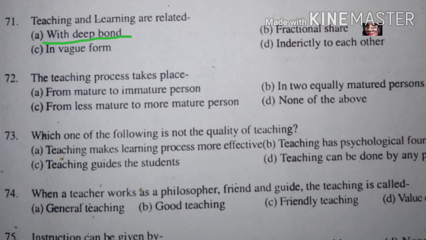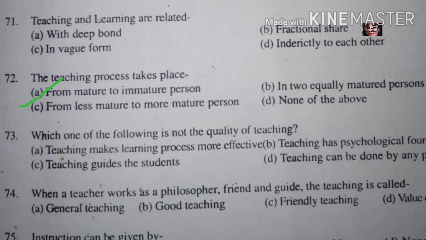The teaching process takes place: option A from mature to immature person, option B in two equally matured persons, option C from less mature to more mature person, and option D is none of the above. And the correct option is A, from mature to immature person.